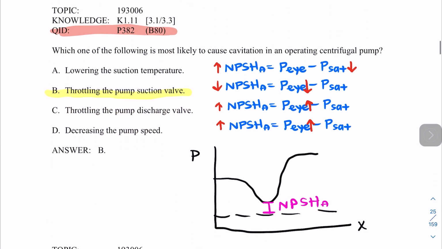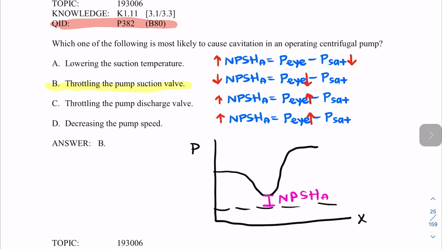Okay, now this question P382. Which one of the following is most likely to cause cavitation in an operating centrifugal pump? So we have our graph. We know that this is my net positive suction head available. This is my vapor pressure, right? So I already have that information. So it's giving me different options. So what's going to happen if I lower the suction temperature, right? Suction, discharge. If I lower the suction temperature, I'm going to be closer.